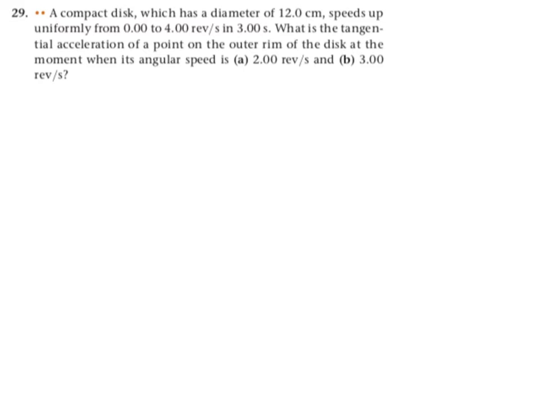Chapter 10, Number 29. A compact disk, which has a diameter of 12 centimeters, speeds up uniformly from 0 to 4 revolutions per second in 3 seconds. What is the tangential acceleration of a point on the outer rim of the disk at the moment when its angular speed is A, 2 revs per second, and B, 3 revs per second?